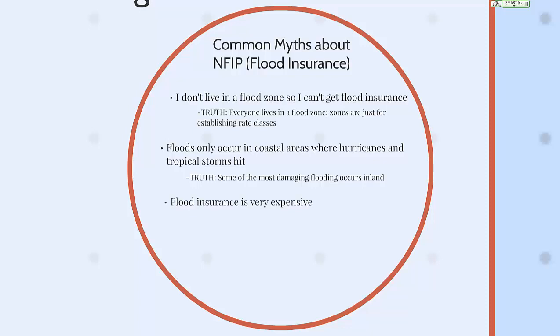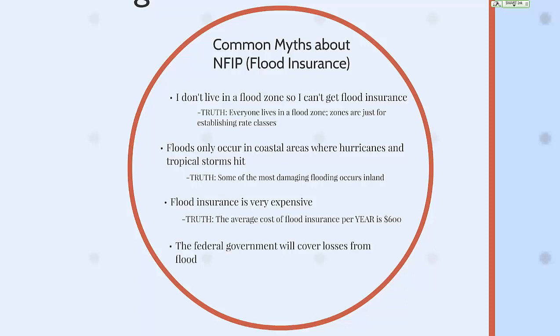Flood insurance is very expensive. The reality is that the average cost of flood insurance is $600 per year. The federal government will cover losses from flood. The truth is that FEMA does not provide assistance unless there has been a presidentially declared disaster, and the vast majority of floods do not result in presidentially declared disasters.